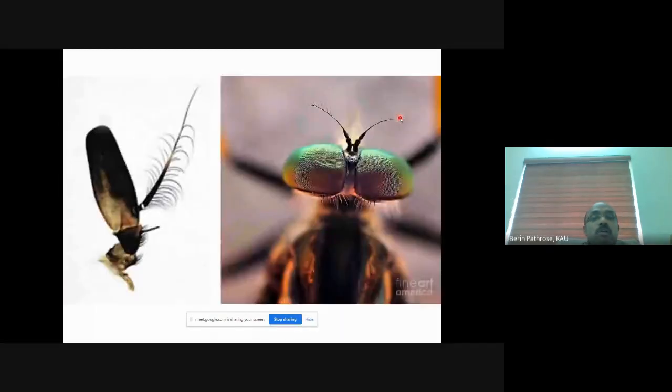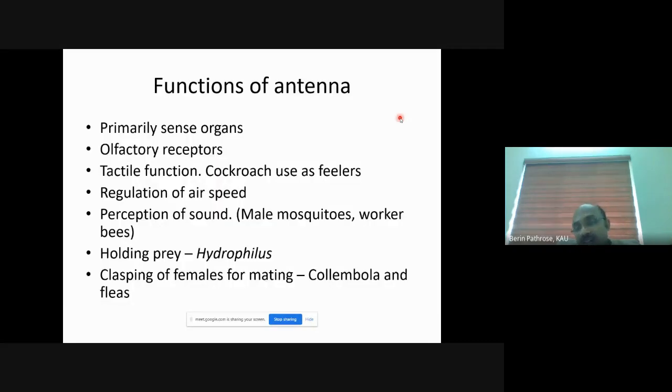And now we will move into the functions of antenna. For what is antenna used by insects? The major function of antenna is sensory in nature, to sense the environment. Various sensory functions are performed by antenna, and the first function is olfactory reception. That means smell. Just like we have our nose, the antennae of insects are used for smelling.